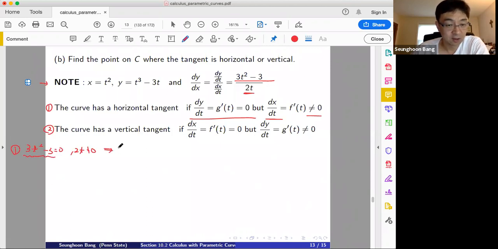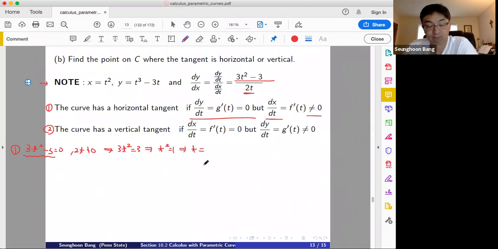So 3t squared equals 3. Add 3, divide by 3. What is t? Could you write your answer on the chatting board? The t squared equals 1. What is t? Just 1? The 1 and minus 1? So what do you think? 1 and minus 1, is it right? Yes. t squared equals 1, so t is plus or minus 1.